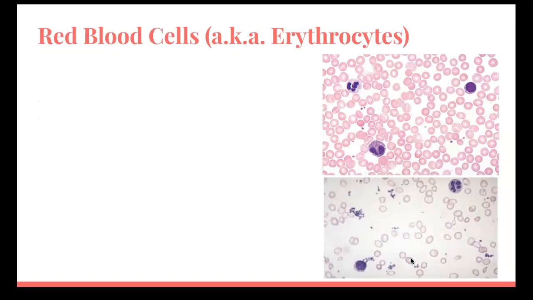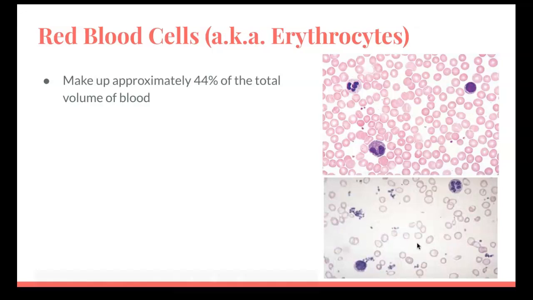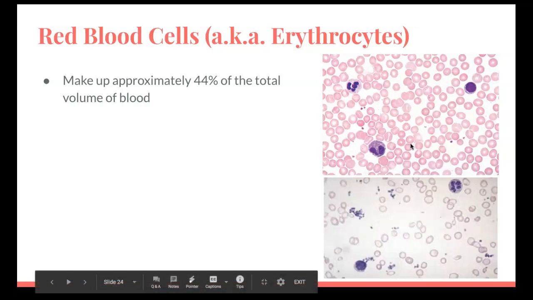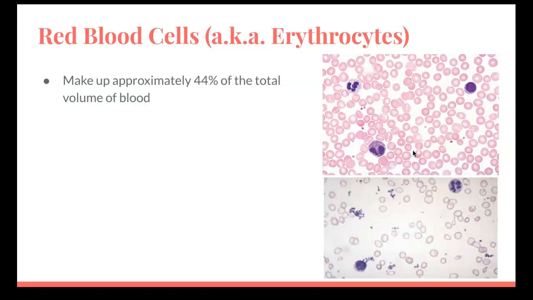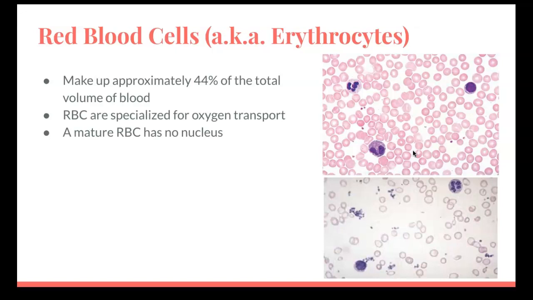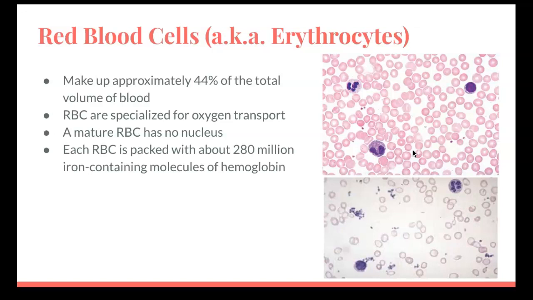So talking first of all about the red blood cells, remember it's about 44% of our total blood volume. So this is a normal blood sample. You can see there's lots of red blood cells. They're kind of light red colored cells. They're for oxygen, and they do not have a nucleus in them, so that we have more room in them to carry our oxygen. They also have this thing called hemoglobin in them. Hemoglobin is what the oxygen bonds to, and it also has iron in it.